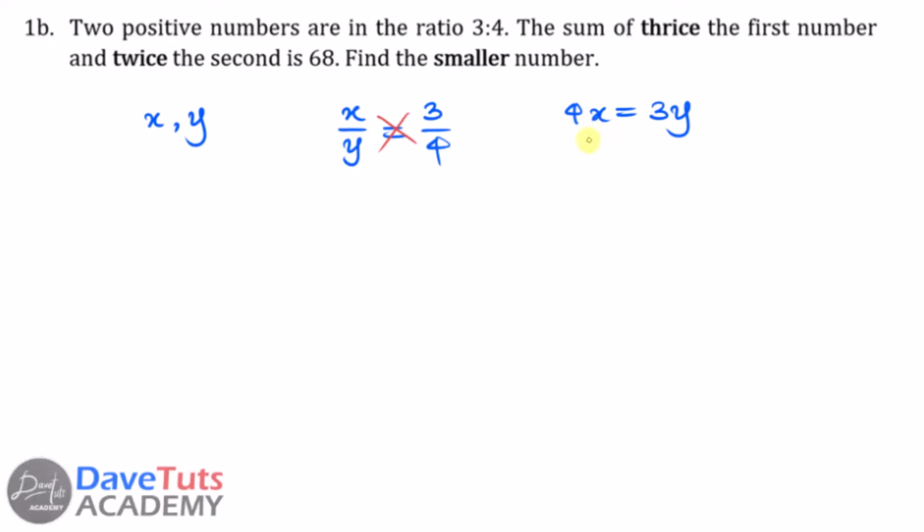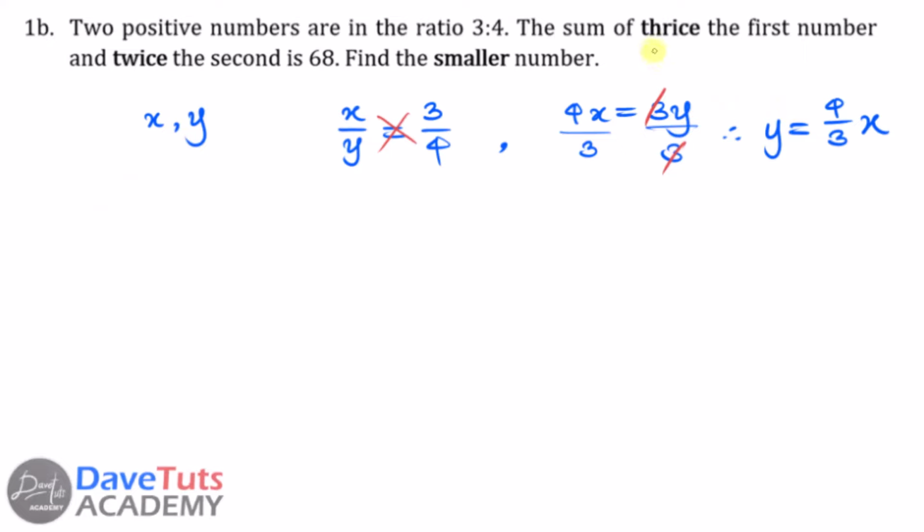Since x is what we are looking for, we can divide both sides by 3, so that in this case, we just have an expression for y in terms of x, since x is what we are looking for. So we can say, therefore, y is nothing but 4/3x. Okay, I'll just keep that as an equation.